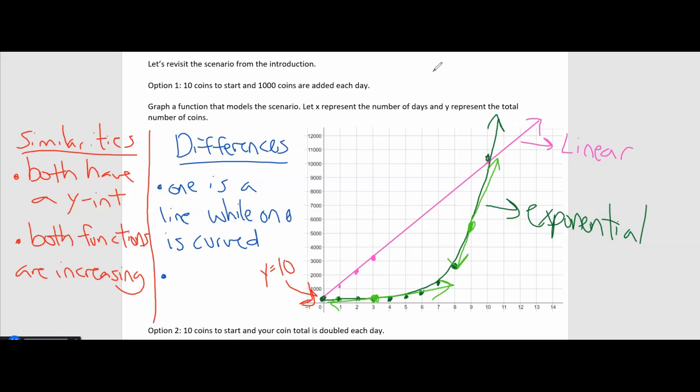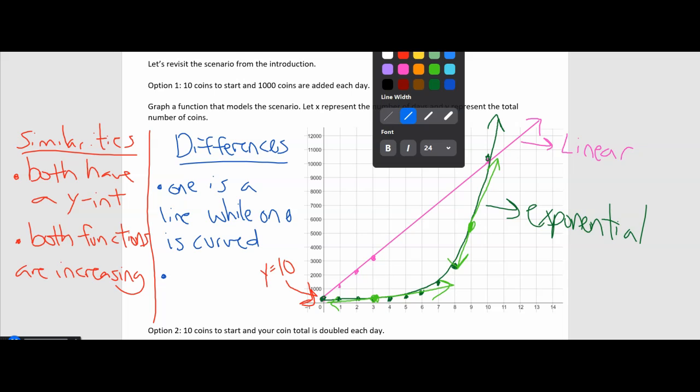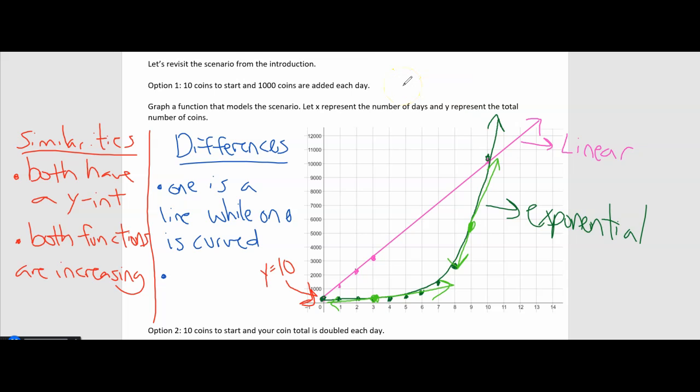The slope at x equals 9 for the dark green function is steeper, more positive than it is at x equals 3. Now, if I think about the slope for this pink line, it doesn't matter where I draw this tangent line. At all of these points, the tangent line is going to look the same. So the slope is always the same. But with an exponential function, because it's curved, those tangent lines will all be different, based on the x value that you're drawing that tangent line at.